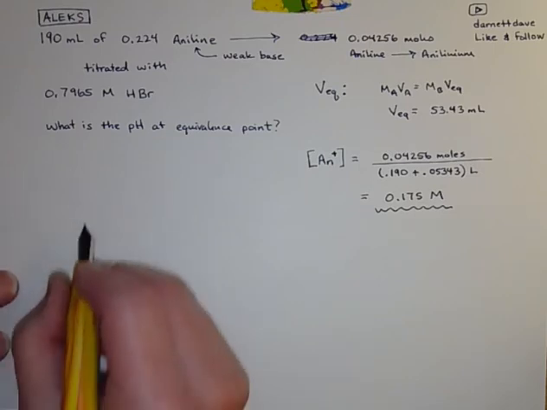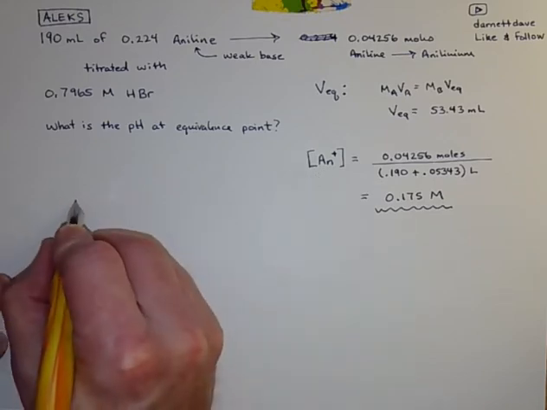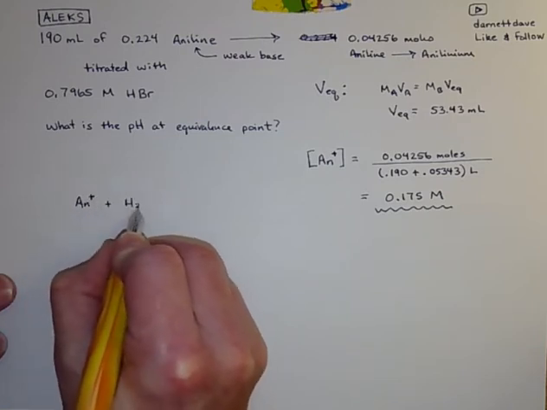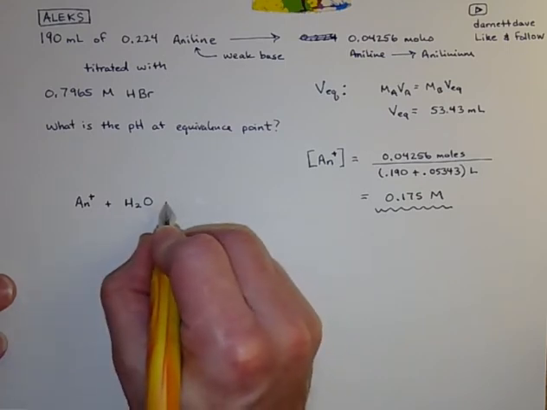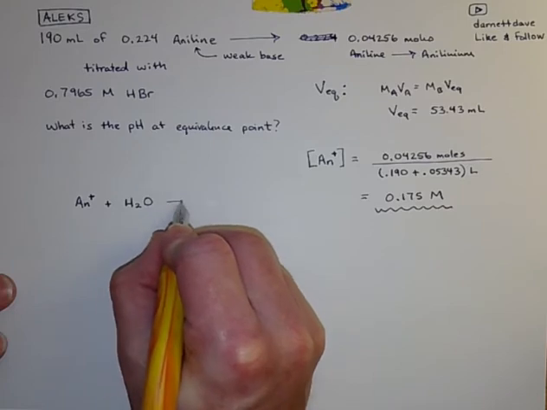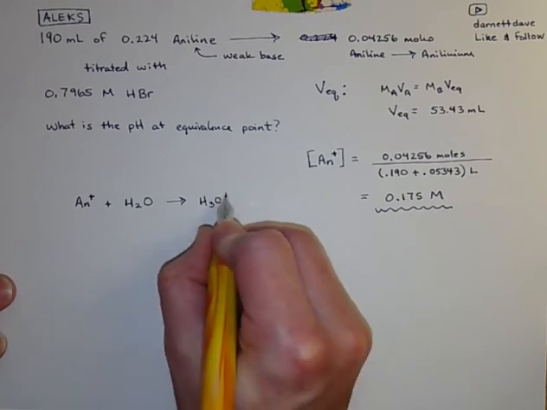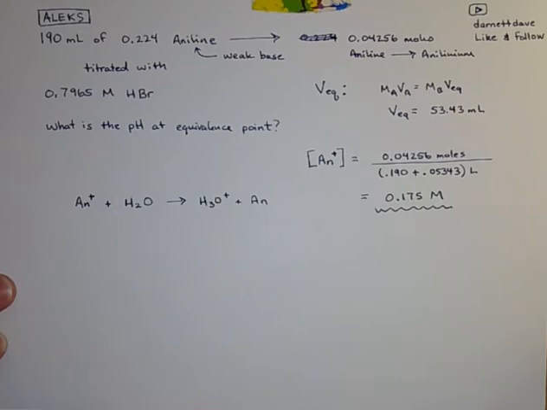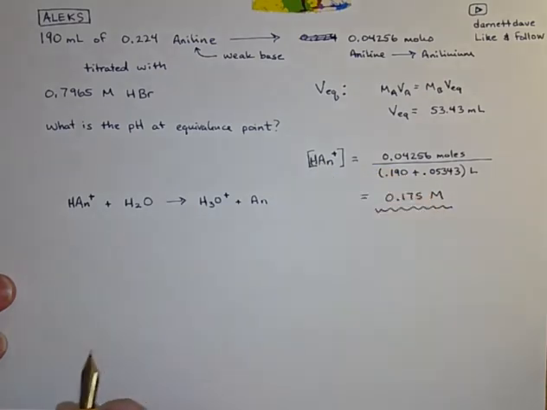So the second part of this considers the equilibrium that the anilinium will establish. So the anilinium will react with water. The anilinium itself will be a weak acid. So it's going to give H3O+ and An. Just to be righteous about everything, I'm going to go back and include my H in the notation for the anilinium ion.